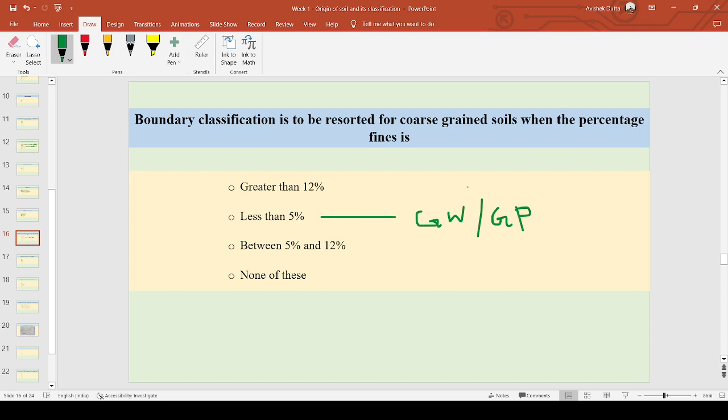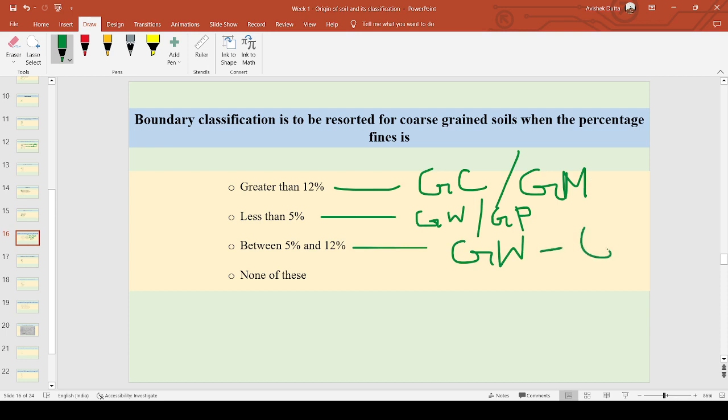If it is greater than 12%, then we will be incorporating the percentage fines. If the sample has clay, we can call it clayey gravel. If the sample has silt, we can call it silty gravel. But boundary classification means you have to incorporate both of these, and that comes here: well graded silty gravel, like this. Clear?